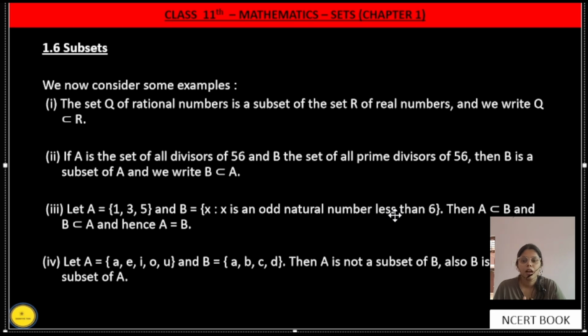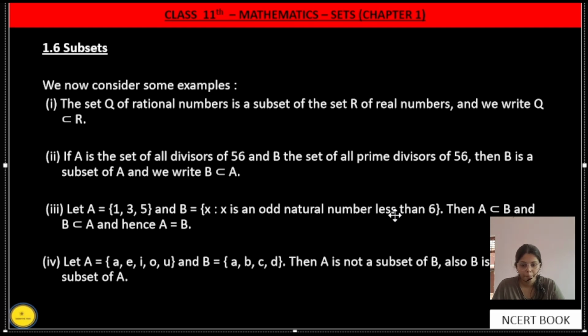Now next is, let A equals {1, 3, 5} and B equals {x : x is an odd natural number less than 6}, which is 1, 3 and 5. So then we can say that A is a subset of B and B is a subset of A, and hence A equals B because both have the same elements.